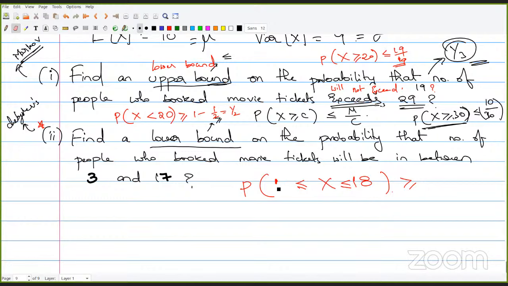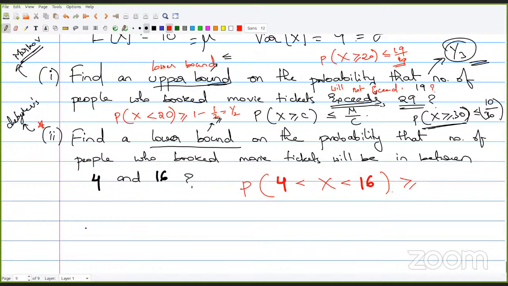16. Even I am confused with this less than or equal to thing. This is 4 and 16. Okay. Now it should be in between 4 and 16.